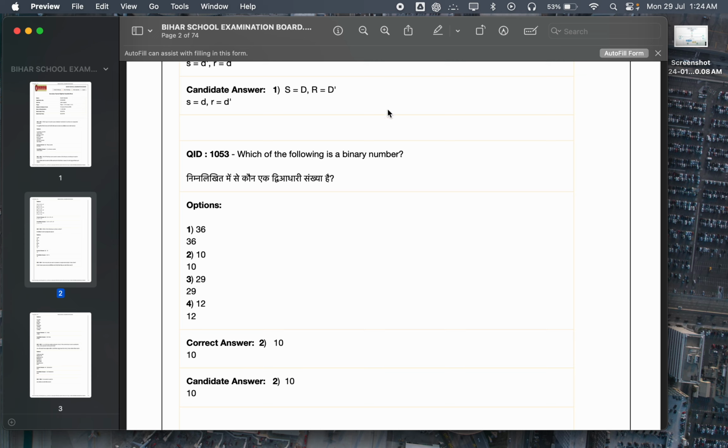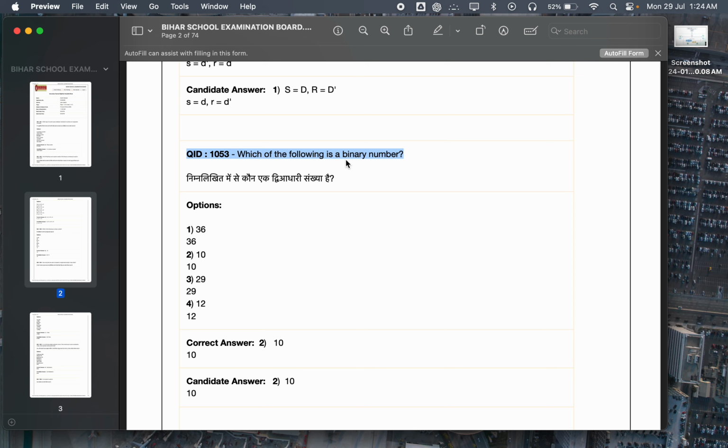Decimal means starting from 10, right? So any number below 10 is decimal. And octal means 8, so any number below 8 can be an octal. Hexadecimal means any number below 16 can be a hexadecimal. So we are talking about binary, right?